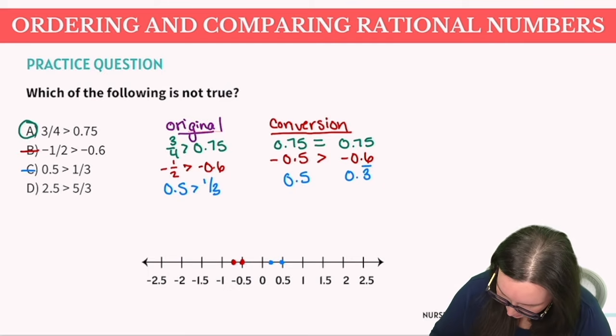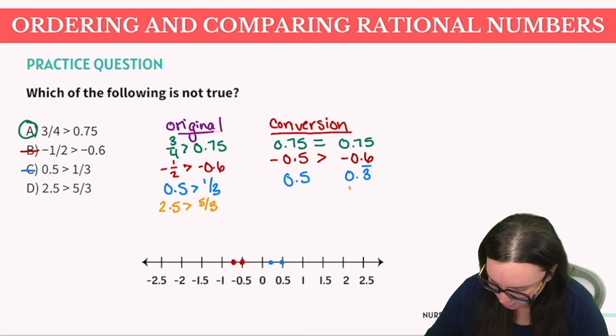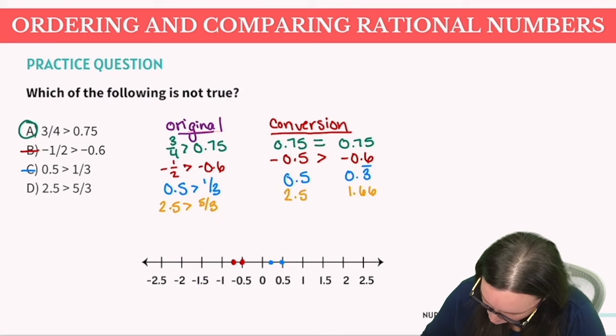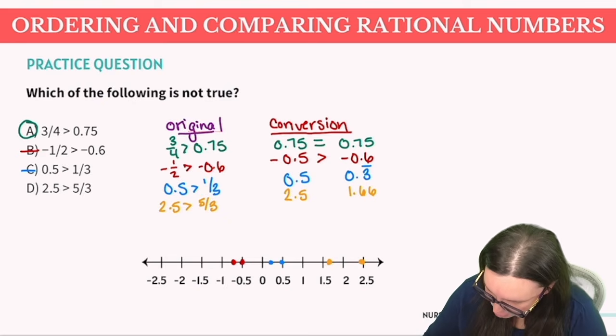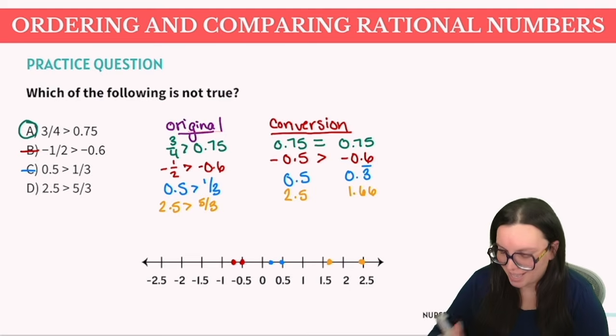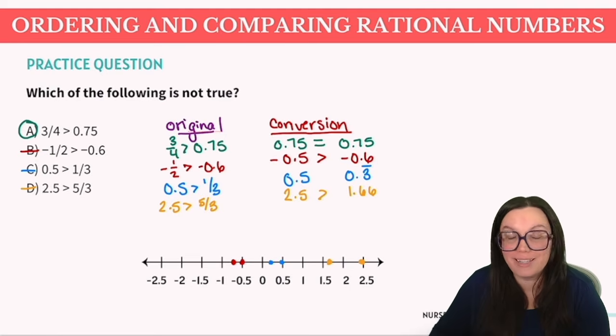And then our last is 2.5 is greater than 5/3. So when we convert 5/3, we get 1.66, so on and so forth down the line, and we have 2.5. So 2.5 would be about right here, 1.6 would be right here. So is 2.5 greater than 5/3? Yes, absolutely. So the correct answer is A, 3/4 is not greater than 0.75.